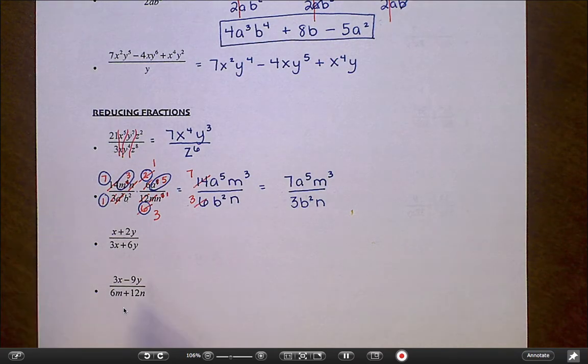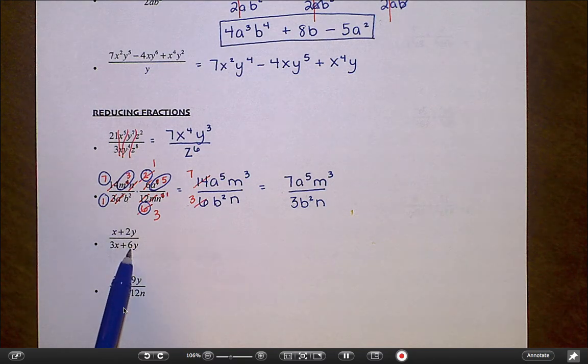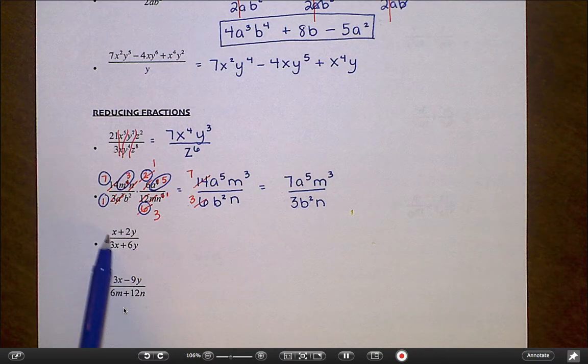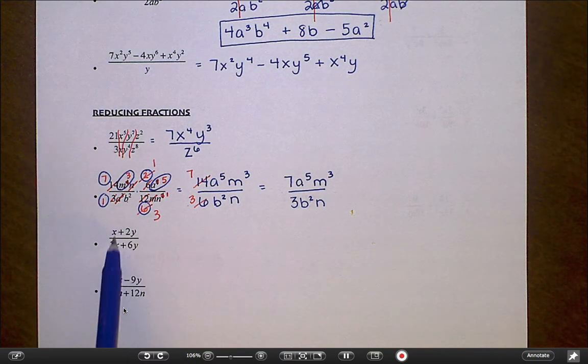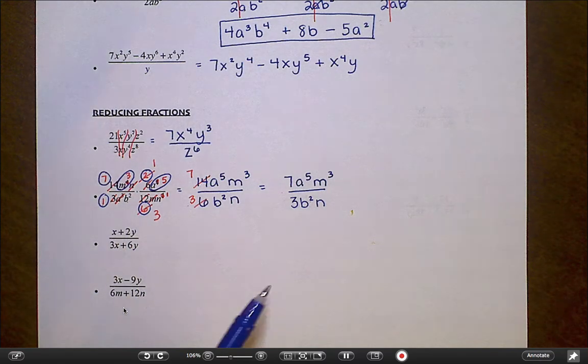I cannot, and I can't even emphasize this enough, I cannot come in here and start canceling out these y's or canceling out these x's or reducing the 2 and the 6, because these things are connected with addition that has to be done before you do any division. And you can't divide to cancel out addition. So right now, I can't do anything the way these things are written.